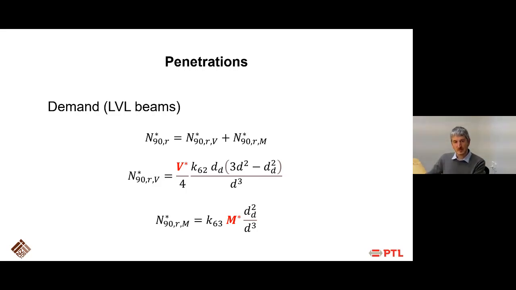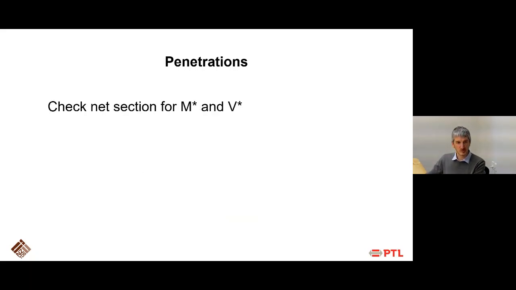To determine the demand for penetrations, you have to consider both shear and moment. So although it is good practice to move your penetrations as far away as possible from the support, also in the center of the beam where there's no shear but there's potential moment, you have to consider a contribution from your moment demand. As you can see here in these two equations, there are additional factors k62 and k63, which are a function of geometry and material, and the rest is all geometrical data which you have from your section. Once you have determined the two contributions, you can sum them up, and then you can design your reinforcement.